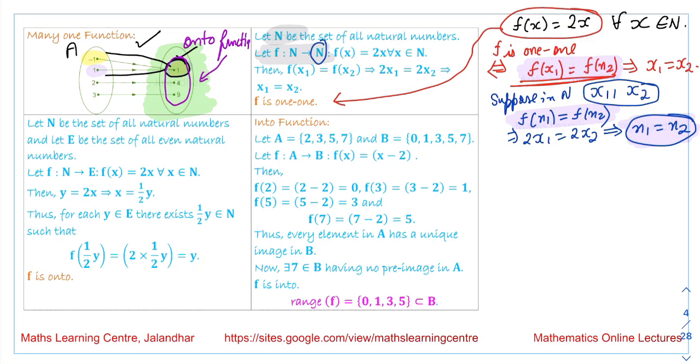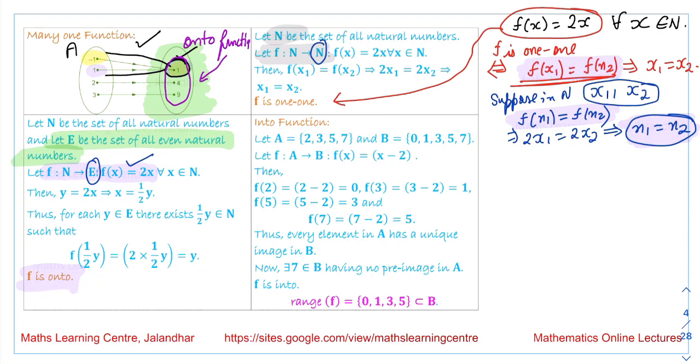Next example: let N be the set of natural numbers and E be the set of all even natural numbers. We have defined a function f from N to the set of even natural numbers, defined as f of x is equal to 2x. Now we have to prove that this function is an onto function. It means we have to prove that the range of this function is equal to the codomain E.